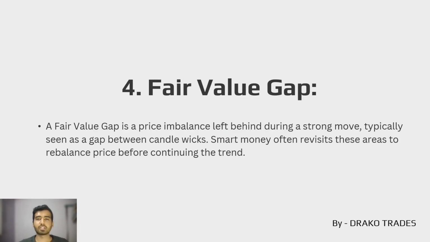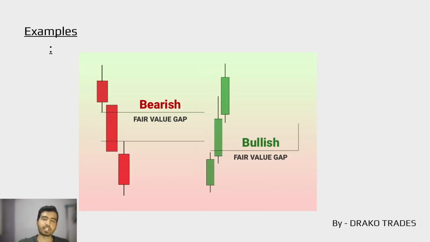So now next is the fair value gap. As you know, a fair value gap is just an imbalance that is left behind during a strong move. You can say buy move or sell move. The gap is seen between three candles, and smart money often revisits these areas to rebalance price before continuing the trend. So now you will see the examples.